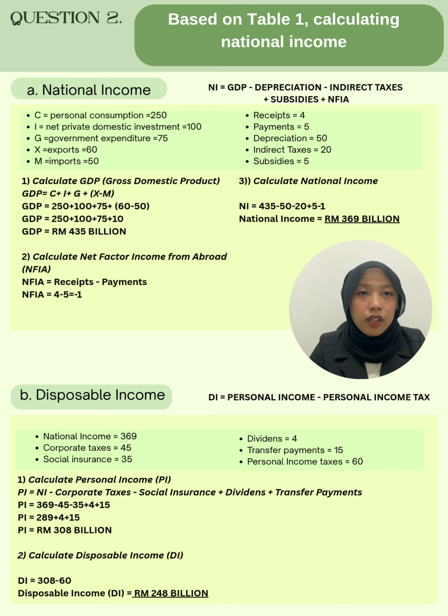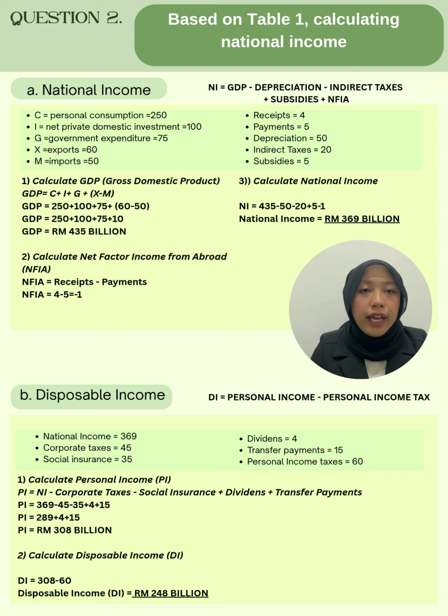Today I will explain the calculation for case study 1, question 2 based on table 1. For A, the national income formula is national income equals gross domestic product GDP minus depreciation minus indirect taxes plus subsidies plus net factor income from abroad, NFIA. First, find the gross domestic product using GDP equals C, personal consumption expenditure, plus I, net private domestic investment, plus G, government consumption and investment, plus bracket export minus import.